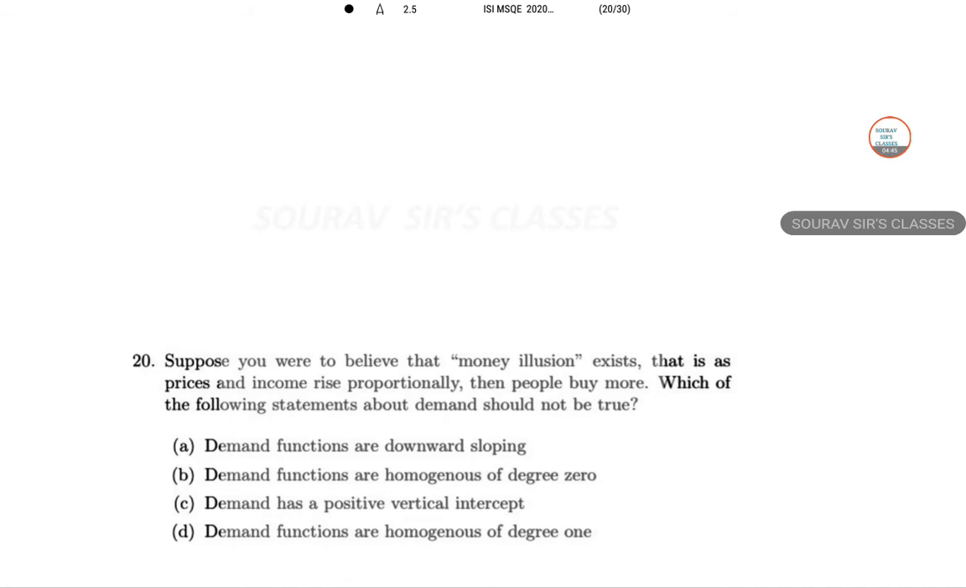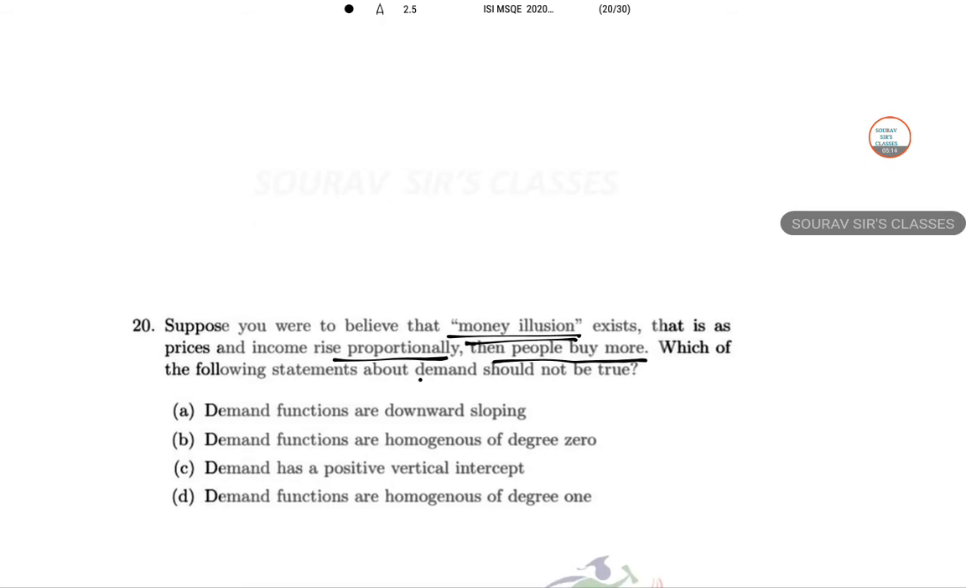So suppose that you have to believe that money illusion exists. Under these circumstances, as prices and income rise proportionately, people buy more. That's a money illusion. As a result of that, they don't actually end up with better savings or a better situation. They are almost the same, only some extra gadgets are being purchased. So which of the following statements about the demand should not be true? Demand function downward sloping, homogeneous of degree 0, vertical intercept, and homogeneous of degree 1.